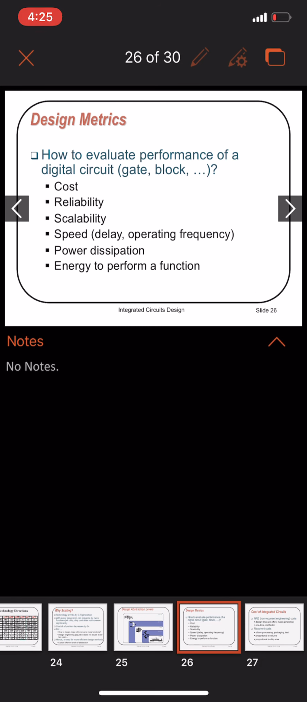Design metrics. We can evaluate the performance of our digital circuit by cost, reliability, scalability, speed, power dissipation, and energy to perform a function. So these are the key parameters in designing an integrated circuit.